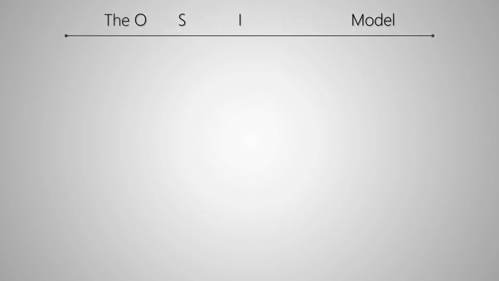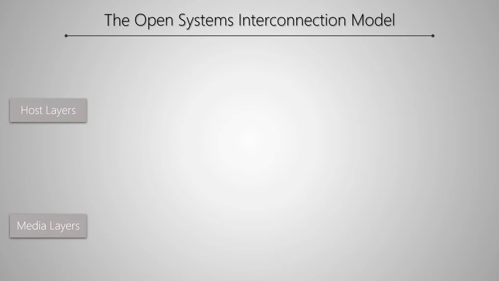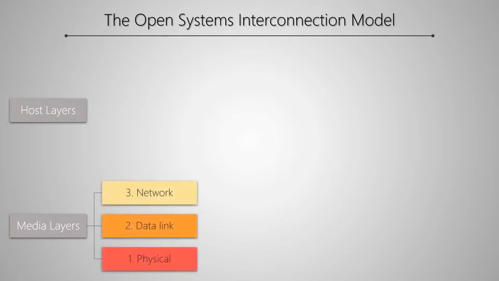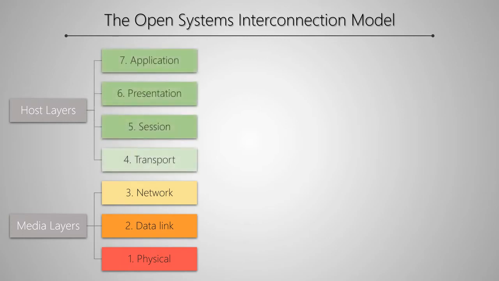OSI, or the Open Systems Interconnection Model, is the framework used by computer systems to communicate over a network, consisting of media layers and host layers. As we mentioned when setting up our MTCNA home lab, media layers include the physical layer, the data link layer, and the network layer. Host layers consist of transport, session, presentation, and application layers.